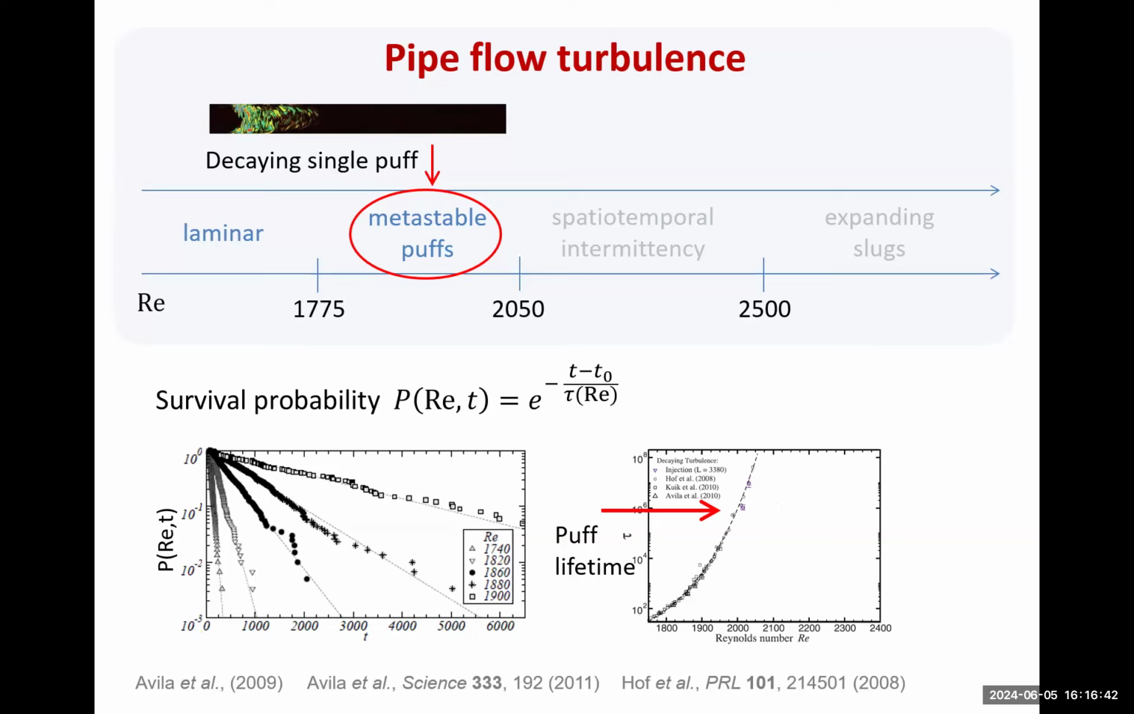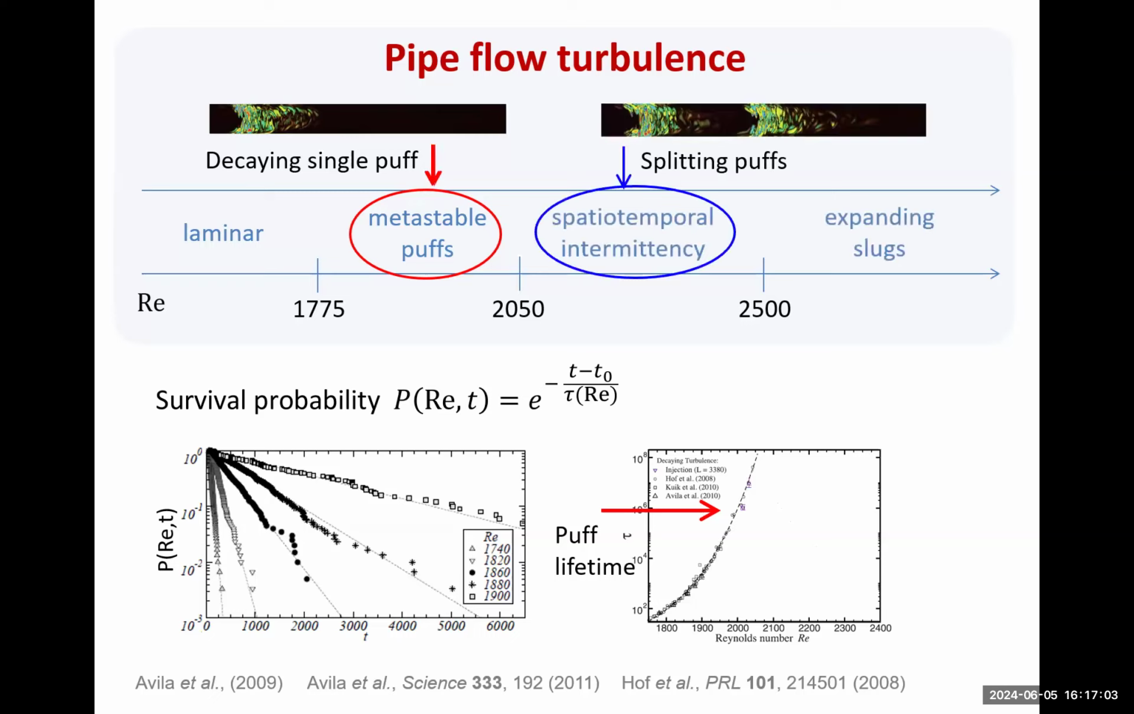Except that this is the logarithm of the lifetime. So if it was increasing exponentially, it would just be a straight line. But it's not, it's going up like this. It's increasing faster than exponential. Okay. So these puffs are metastable. They eventually die away. Now you crank up the Reynolds number above about 2040.